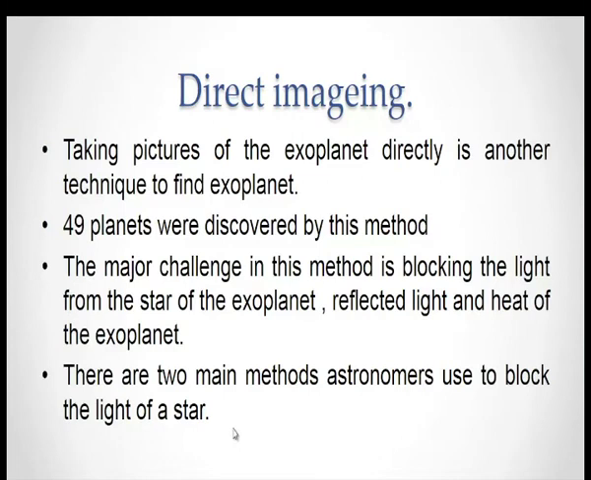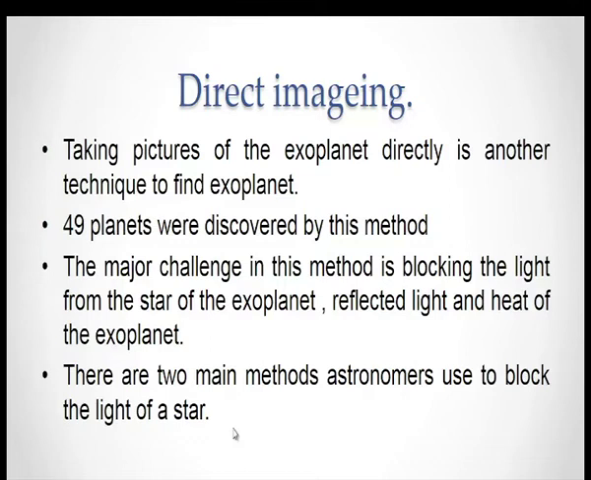49 planets were discovered by this method by the astronomers in the world. The major challenge in this method is blocking the light from the star of the exoplanet, because these lights will be reflected by the exoplanet based on the distance of the exoplanet around that star and the amount of heat the exoplanet receives from the star.